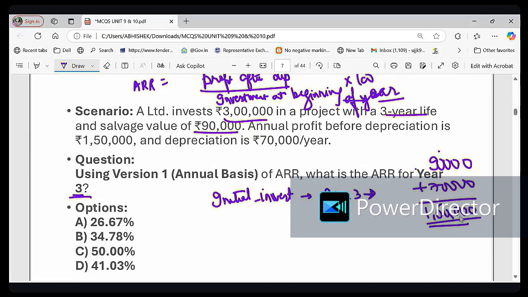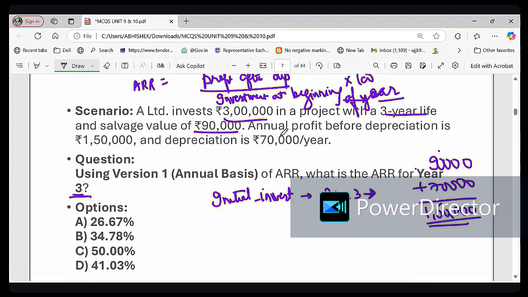Please tell me. Why have we added the salvage value to the depreciation? Because this is a straight line method. This particular project is depreciating uniformly every year. It is depreciating by 70,000. You have to calculate the investment at the beginning of year number 3.